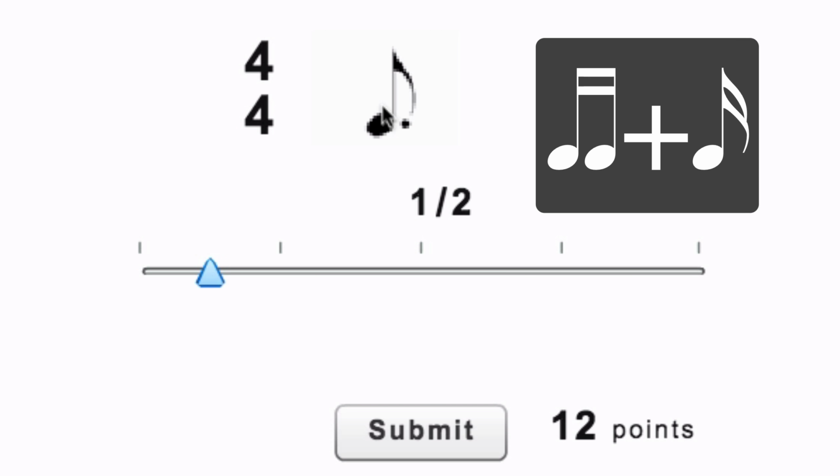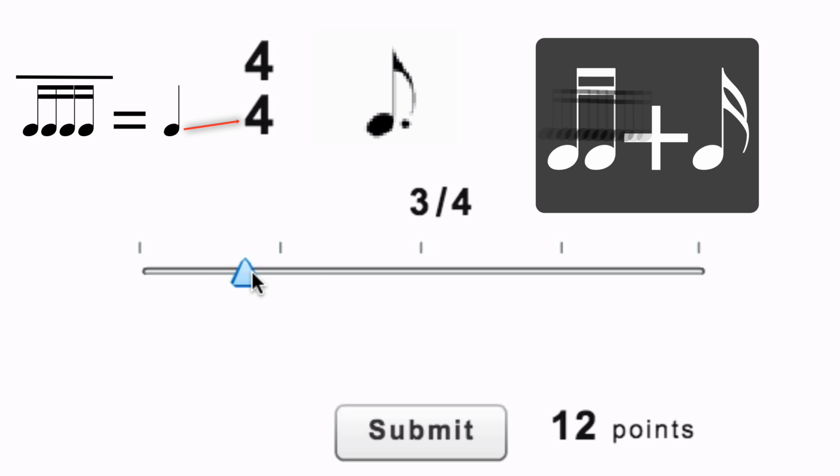I think of it like this, though. 4 16ths makes 1 quarter note. How many do I have? I have 3 of them. So I have 3 out of the 4 16ths that make a quarter note. 3 out of 4 16th notes. So it's 3 quarters of a quarter note. A little bit complex, I know.